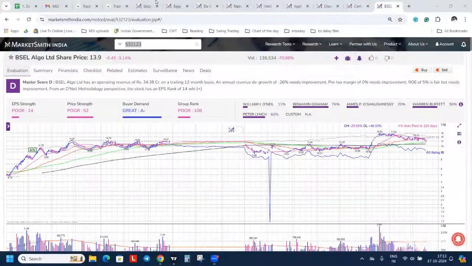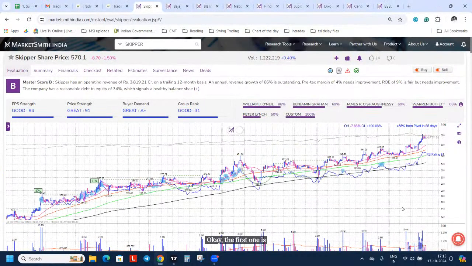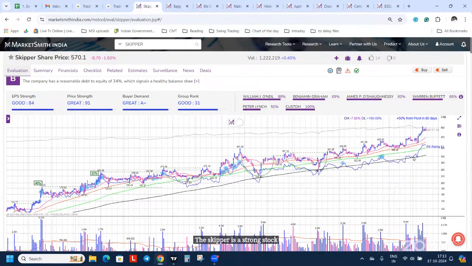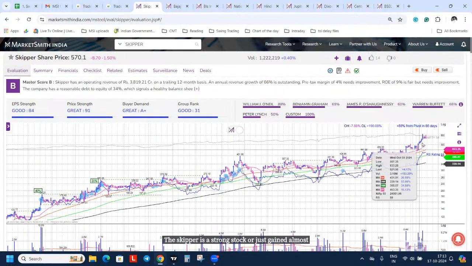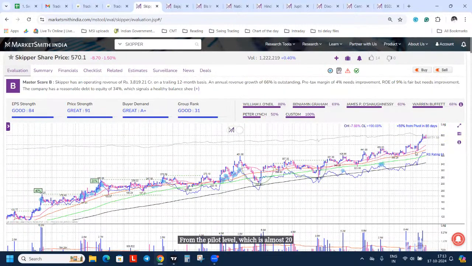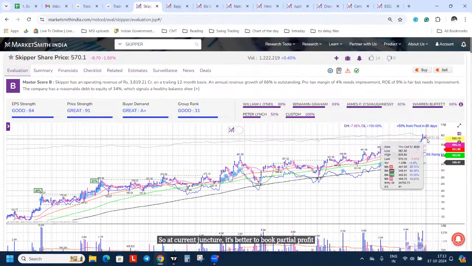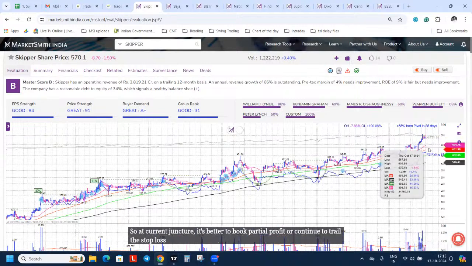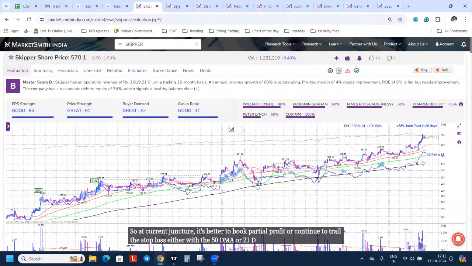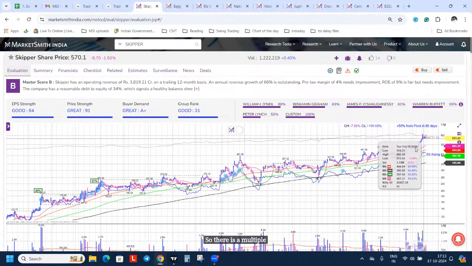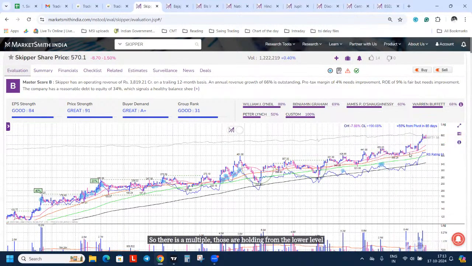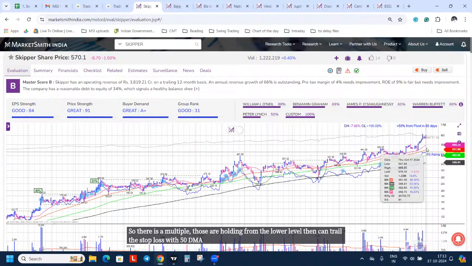Okay. The first one is Skipper. So Skipper is a strong stock, which has gained almost 10, 20, 50% from the pivot level right now. So at the current juncture, it's better to book partial profit or continue to trail the stop loss with either the 50 DMA or 21 DMA. But fresh positions can be avoided right now because of the market condition. So for those holding from lower levels, you can trail the stop loss with the 50 DMA or 21 DMA.